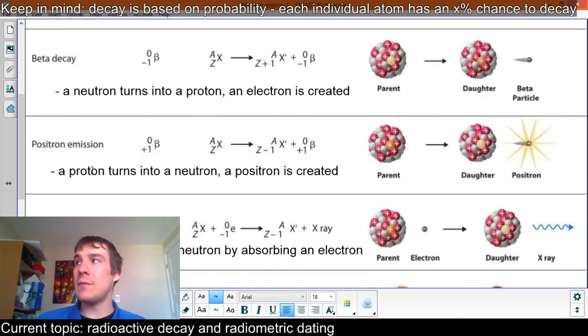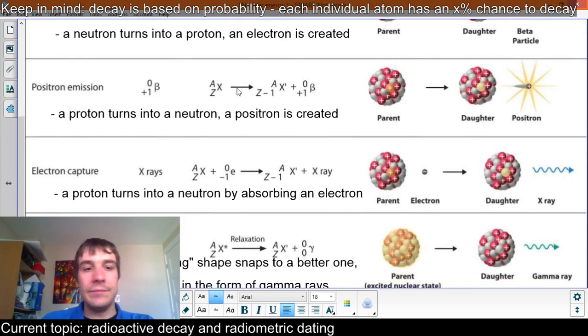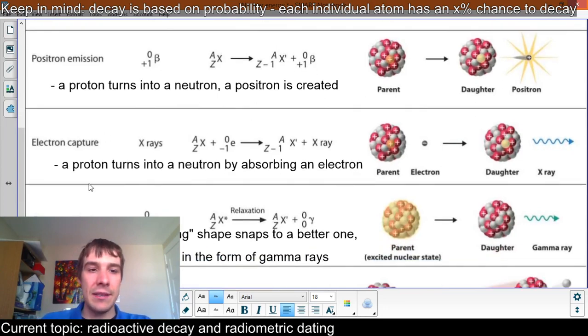Then there's positron emission, which is the opposite. Proton turns into a neutron, and you make a positron. A positron is antimatter. It's literally an electron with a positive charge. If it hits a normal electron, it'll just annihilate, go back to energy. Because it came from energy, it can go back to energy. Electron capture is a proton turning into a neutron again, but instead of creating a positron, it happens by absorbing an electron. So the nucleus actually grabs an electron from somewhere. It requires a high energy electron, but it does happen sometimes.